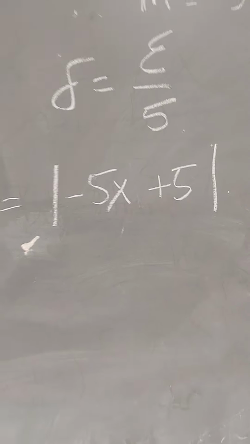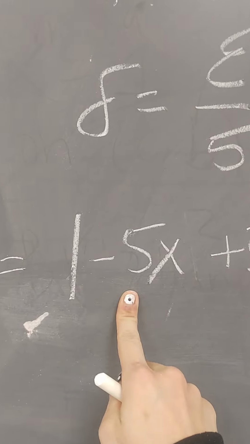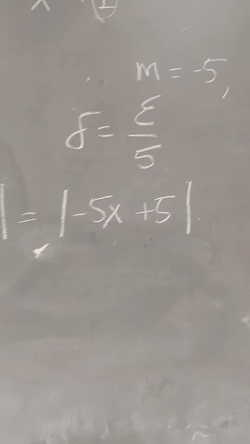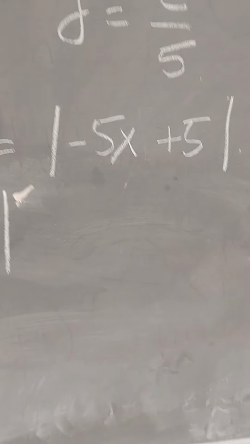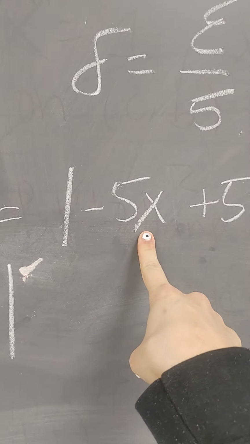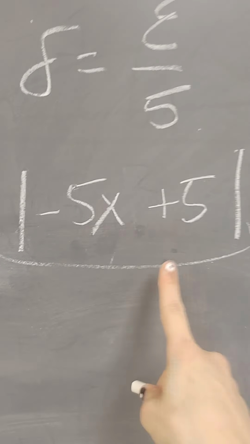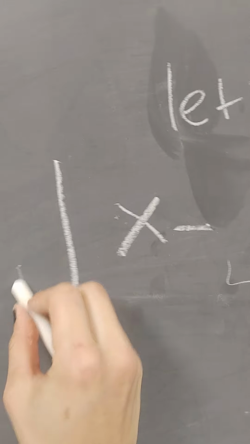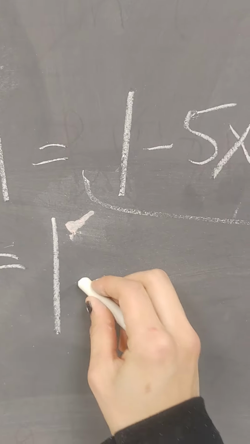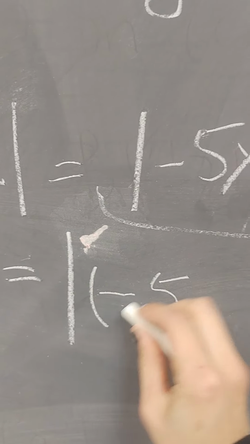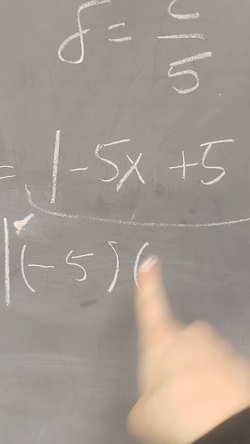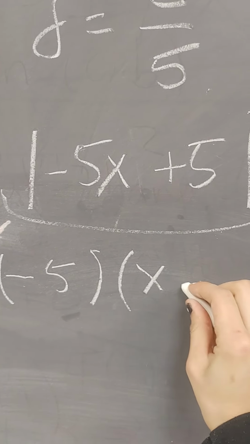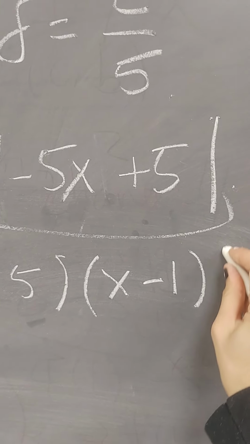Okay. And now we have this negative 5 in front, and we want to factor that out. But to do that, we kind of have to do it in a more roundabout way. We want this x to just be x, and we want this expression to look something like the expression we had for delta. So I'm going to factor out a negative 5 from negative 5x plus 5, and then this becomes just x minus 1.